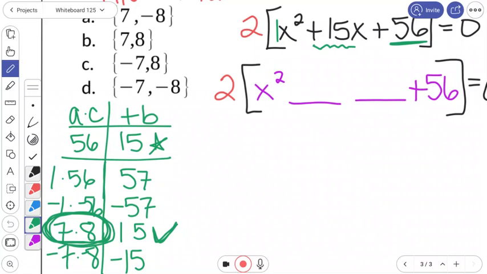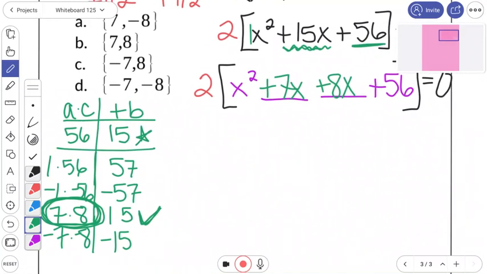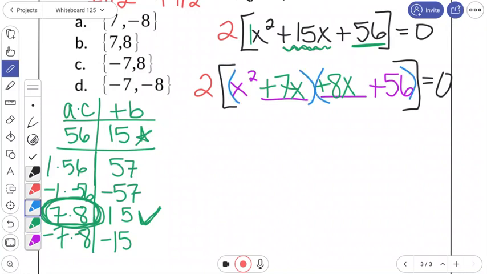So we're going to use the pair positive 7 and positive 8. This 15x, this b term right here in the middle, we are going to separate into a positive 7x plus 8x. If we were to combine those together, we get a 15x. So our equation is still exactly the same thing. We're just breaking it apart into separate pieces. Now from this point, we're going to group together our first two terms and our last two terms and see what we can factor out of them.